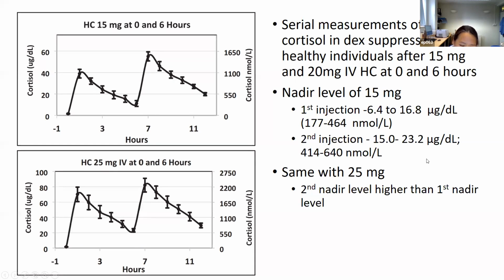Then this is the graph showing you what happens when they were given 2 doses. The top graph here is hydrocortisone at 15 milligram at 0 and 6 hours in healthy individuals, and then this is 25 milligram in healthy individuals. You can see that with the 15 milligram, after the first injection, you get a nadir at about 6.4, and then there's sort of a stacking effect where you're given a second dose, you start with higher cortisol. Same with 25 milligram.